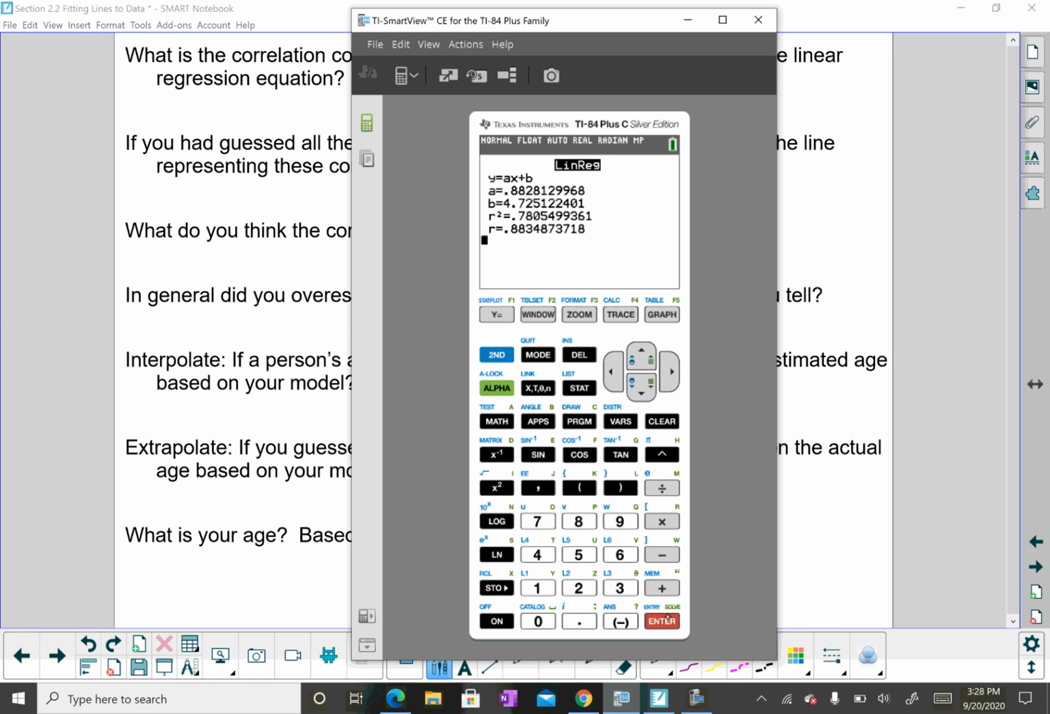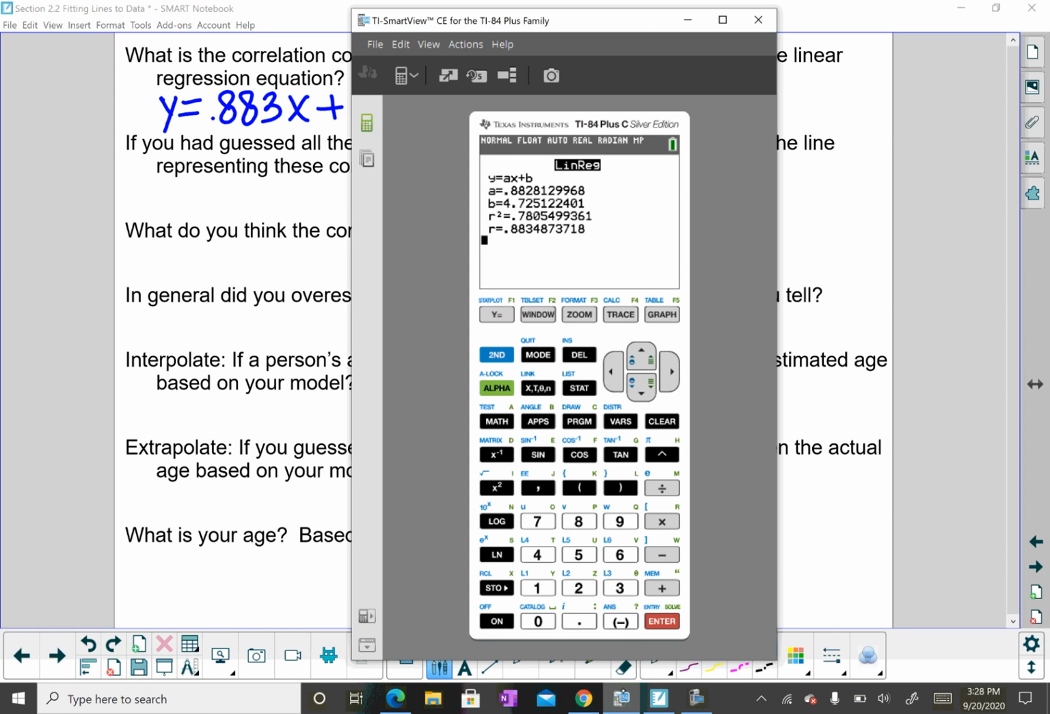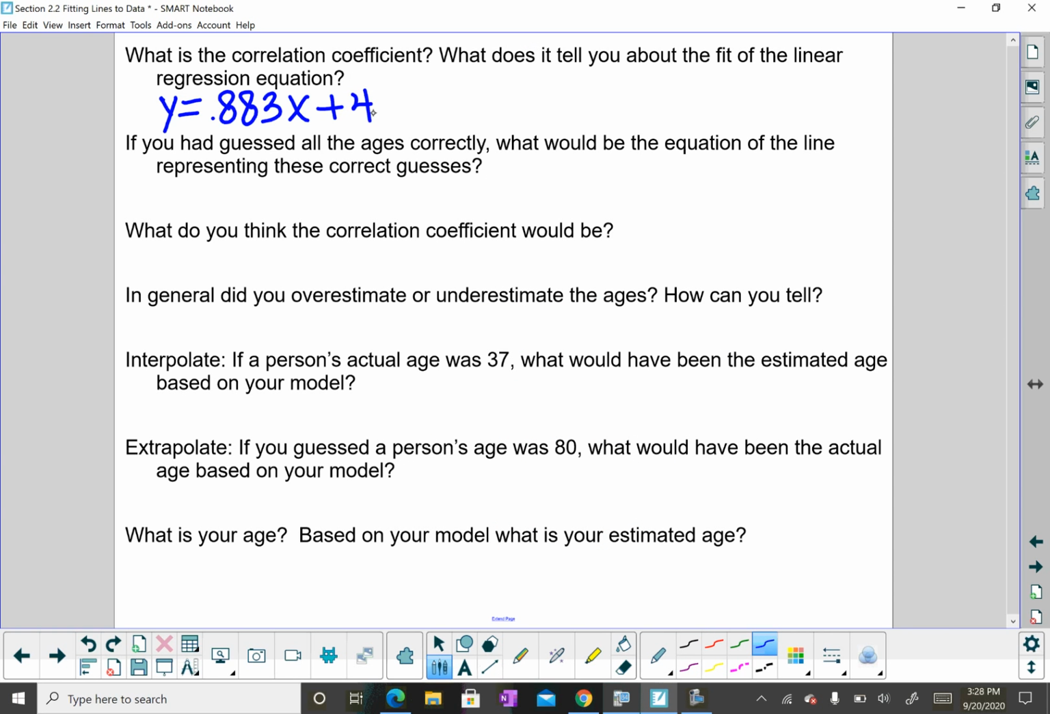Now your numbers may look a little bit different here. So he has a slope of 0.883. So let's fill that in. Y equals 0.883x plus a y-intercept of 4.725. And whatever yours looks like, hopefully you're going to round that to 3 decimal places.